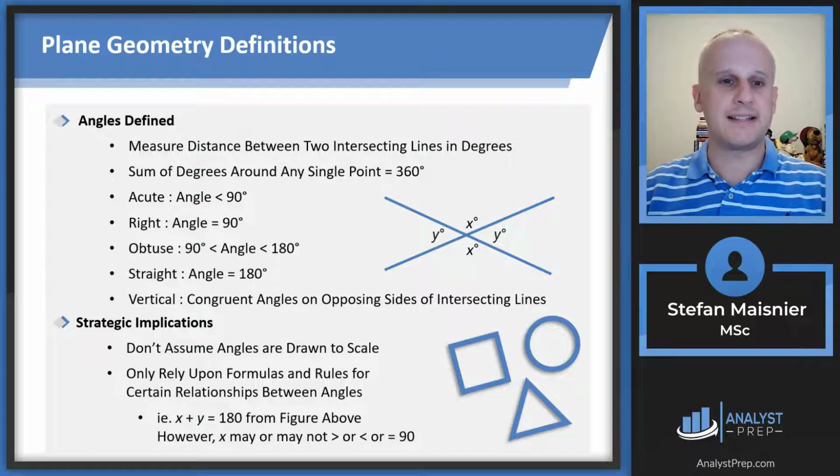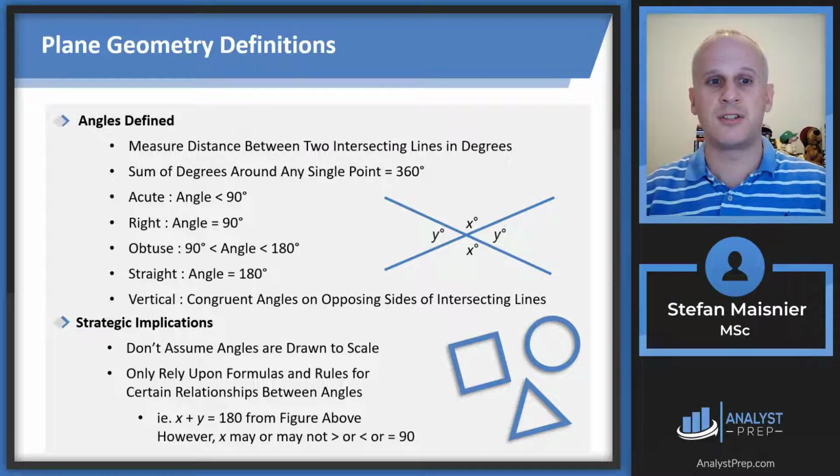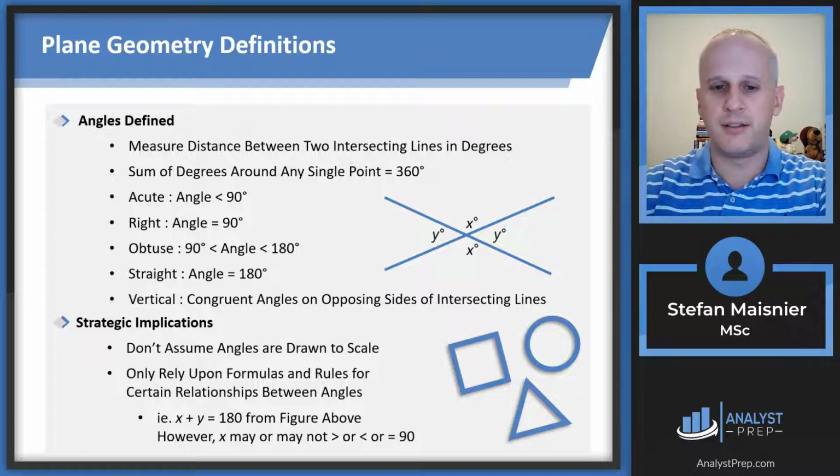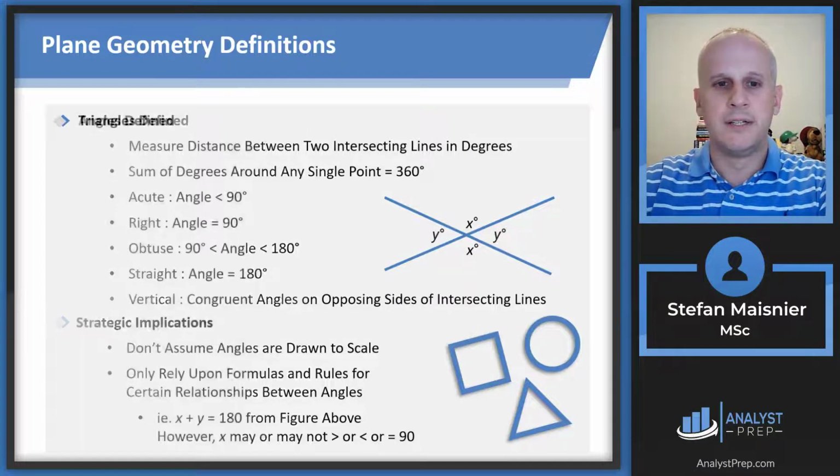But x itself, or y itself for that matter, may or may not be greater than, less than, or equal to 90. We can't tell without additional information because you can't assume that those angles were actually scaled properly on the exam as pertains to plane geometry figures that they provide.